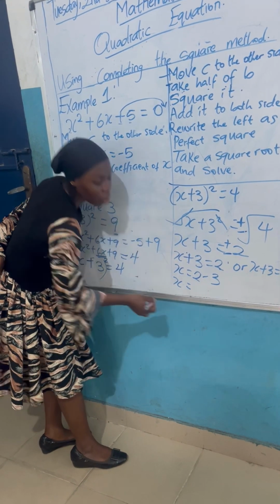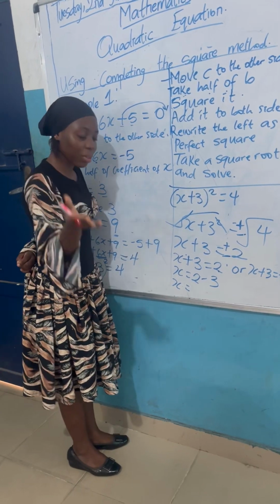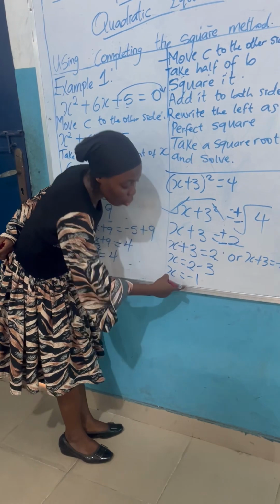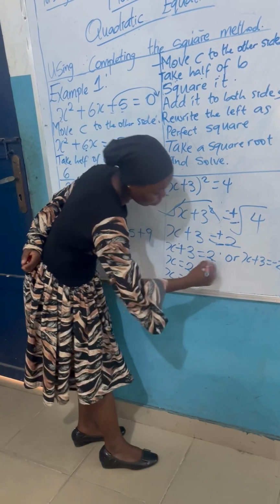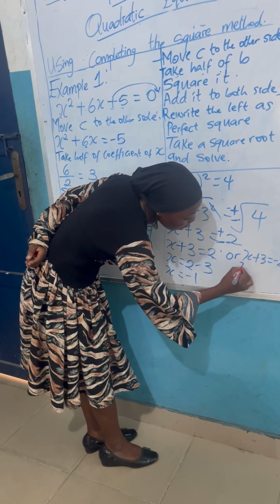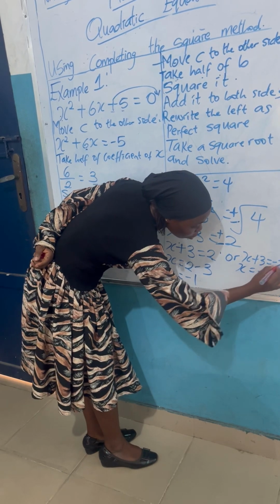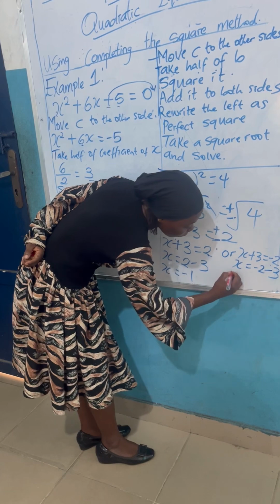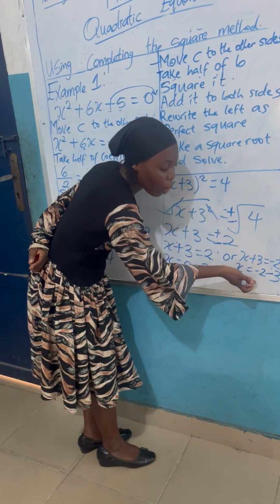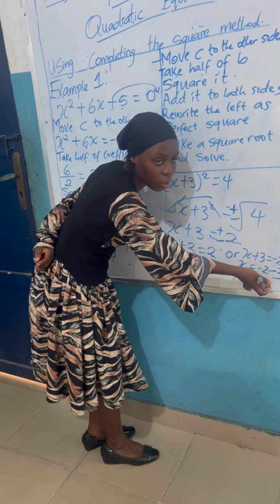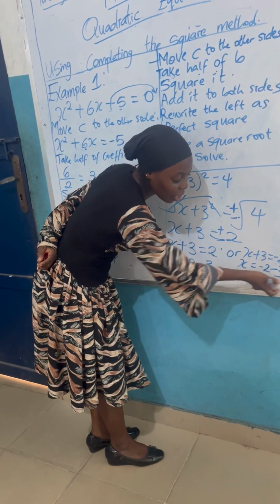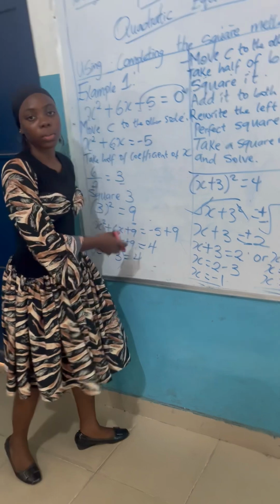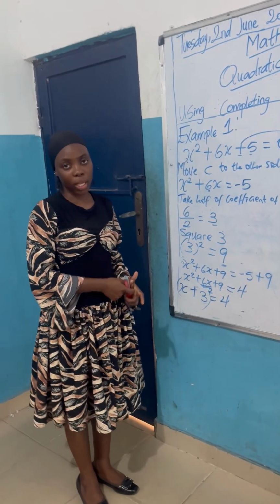x equals, you have 2 naira with you, and you are paying me 3 naira. So if we take your 2 naira, you are still owing me 1 naira. So for this, we have x equals minus 1. Then for the other one, x equals minus 2 minus 3. You are owing 2 naira, and you are still owing somebody else, maybe a friend, 3 naira. So how much are you owing altogether? Minus 5. So that's about completing the square method.